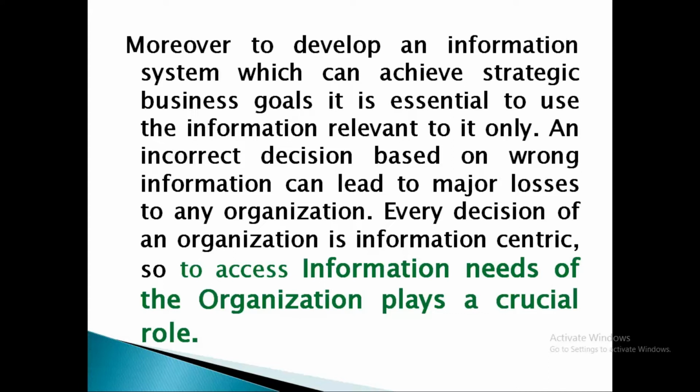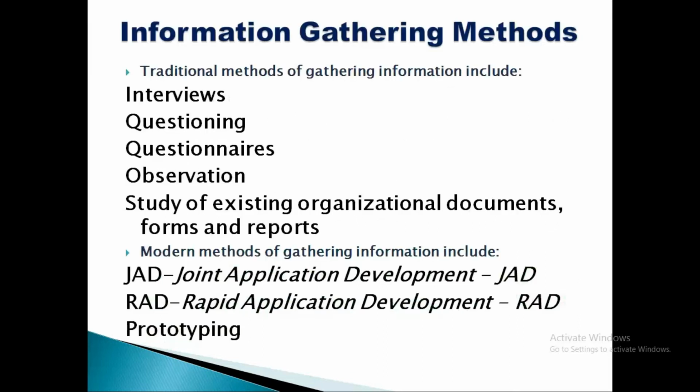So to access information needs of the organization plays a crucial role here. That is why we are studying this topic, accessing information needs of the organization. So information gathering methods क्या क्या होते हैं? Whenever we are looking forward to develop the information systems, basically we look forward to gather the information from the various sources. There are two kinds of methods which are involved in gathering the information. One is traditional methods, the other one is modern methods.